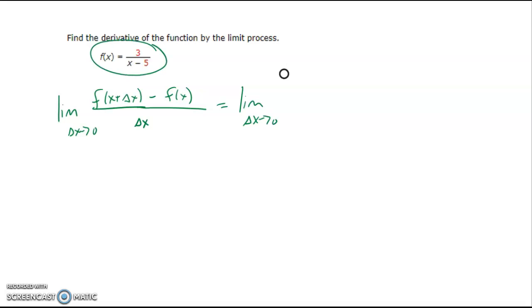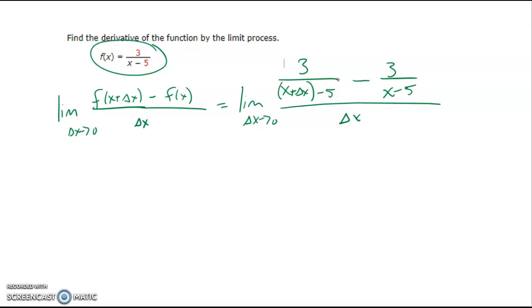So if I plug in x plus delta x, then that means I'm going to replace x with x plus delta x. So that's 3 over x plus delta x minus 5 minus f of x, which is that, all over delta x. Okay, now it's an algebra question, essentially. We just have one quick step of taking the limit at the end.